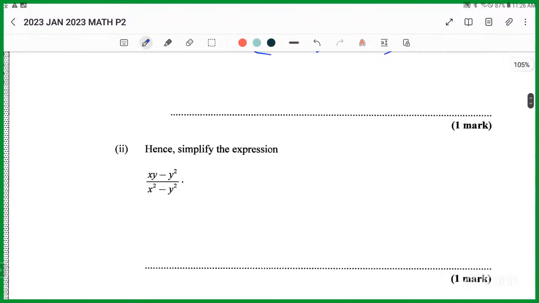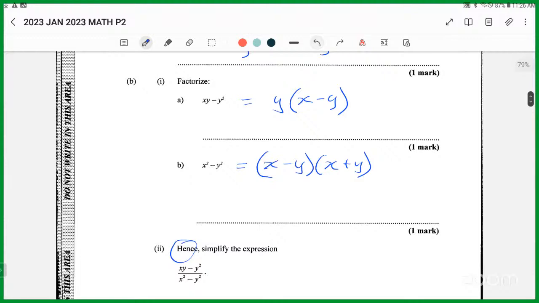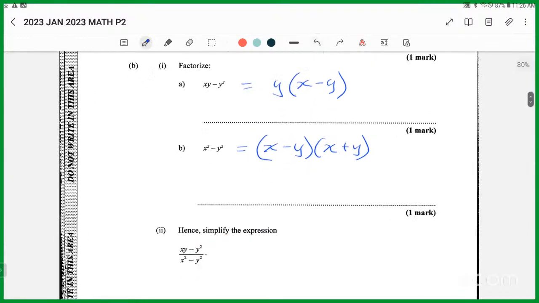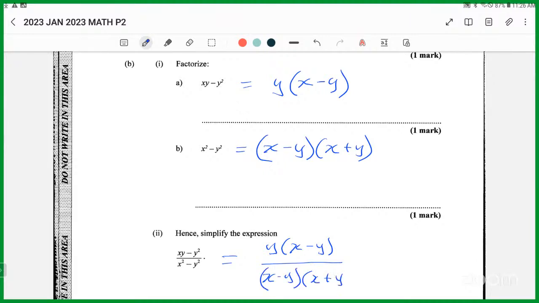Then here they say hence. The hence means that you use these two results, those results on the first part, to work this out. Now, what do we recognize? This numerator is this thing at the top, and this denominator is this thing at the bottom. So, as a single term, the numerator is this one up here, which is y into x minus y, over the difference of two squares here, which is the x minus y times the x plus y.